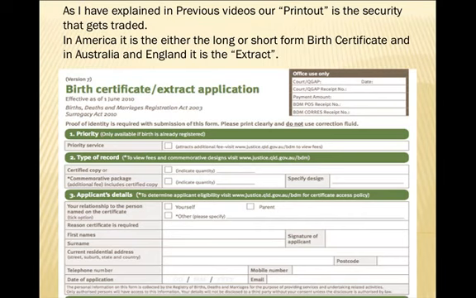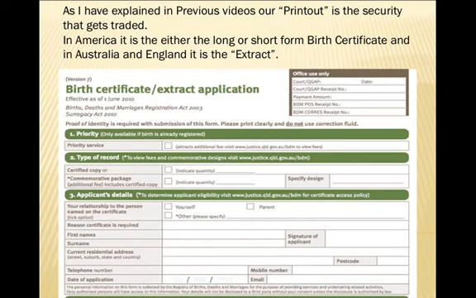I haven't looked up the English one, and if you're watching this in America, I think there's probably enough online for you to go and get yours. But I just want to explain to you a little bit about when you get your extract or your birth certificate or your printout, what this document actually does. This is what goes out onto the bond markets.